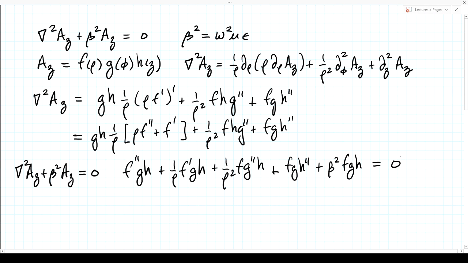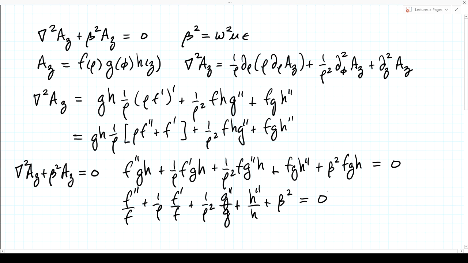And we want to try to separate out the F and the G and the H dependencies from each other, one after another. So it looks like a good place to start would be to divide by F G H here, because that would get rid of this dependence, and leave just an H double prime over H. So let's divide every one of these terms by F G H. In the first case, you'll get F double prime over F, and the G and H will cancel, plus 1 over rho F prime over F, and the G and H would cancel, and then plus 1 over rho squared. Here the F and the H would cancel, leaving you a G double prime over G. And here the F and G would cancel, leaving you an H double prime over H. And here all three, F, G, and H, would cancel.